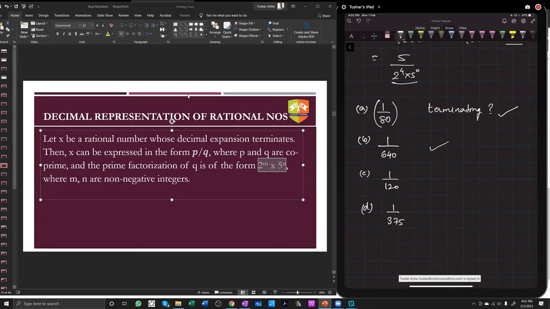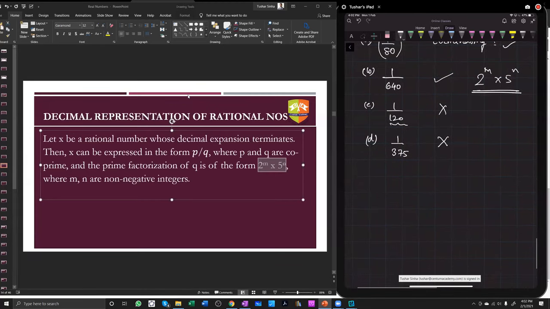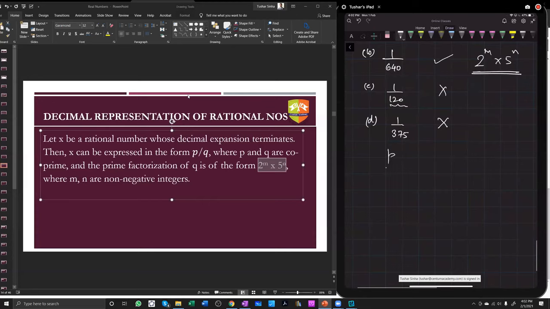Yes, this is terminating. This is non-terminating because there is a 3 here. This is also non-terminating. Why? So this is what we are learning. Hence, if the denominator is of the form 2 to the power m into 5 to the power n, then it is going to be terminating. And why it is going to be terminating is very, very easy. You can see. So let us say you have P by Q.